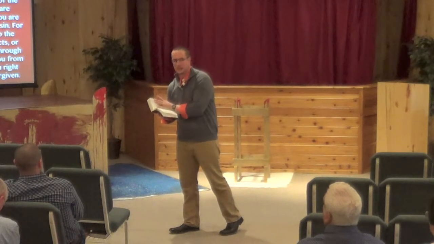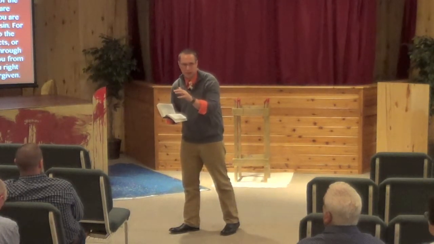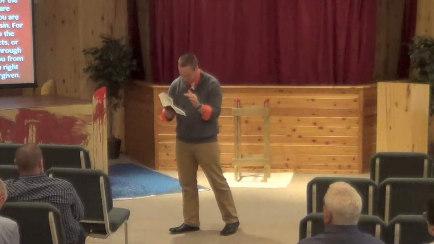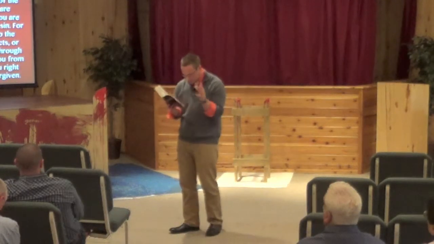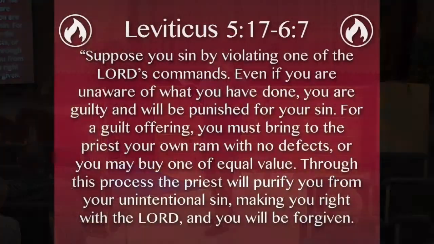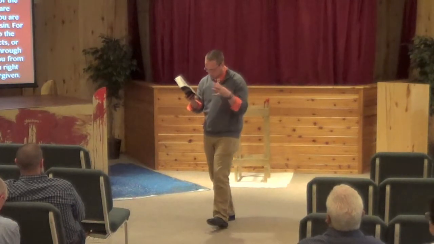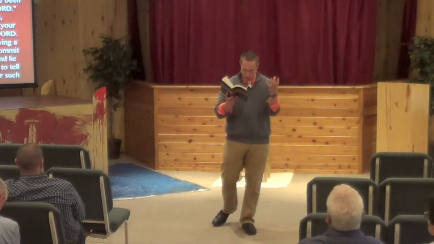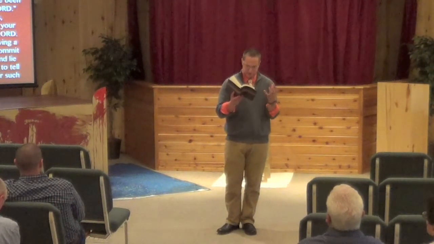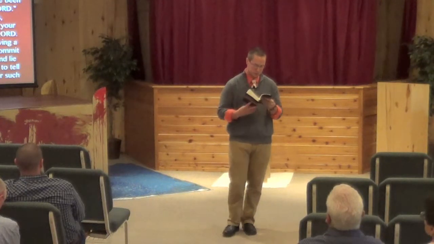If you want to know exactly how this would have happened, the presenting, laying hands, slaughtering, what happens with the blood, that's in chapter 7, but it's basically the same thing that we've seen all along. You would bring this to the priest, and through this process, the priest will purify you from your unintentional sin, making you right with the Lord, and you will be forgiven. This is a guilt offering. This is an asham, for you have been guilty of an offense against the Lord.